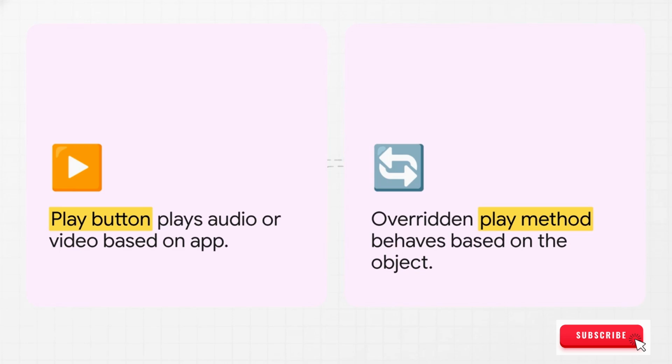Think about a standard play button on your phone. If you press it on Spotify, it plays audio. If you press it on YouTube, it plays a movie. From your perspective, the action, hitting play, is exactly the same, but the behavior dynamically changes based entirely on the app or the object you're using. And the Java snippet here shows this beautifully. We call the exact same overridden play method, but it acts totally differently depending on whether it's an audio object or a video object running it.